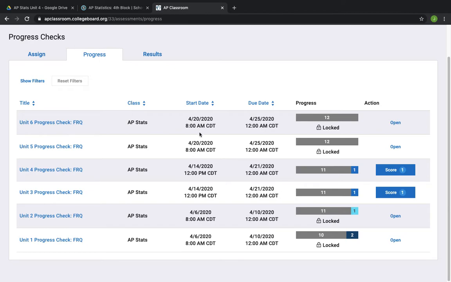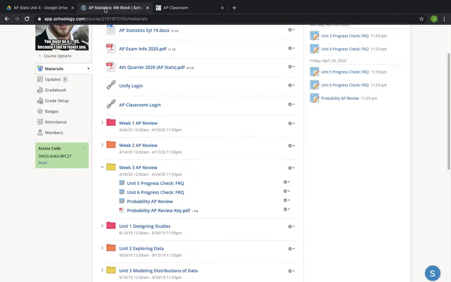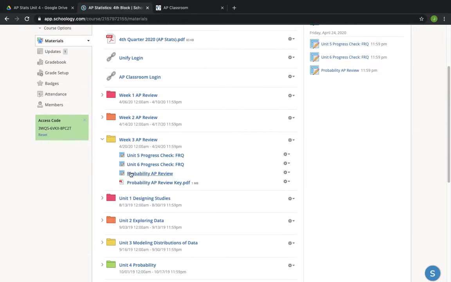And then at 8 a.m. today, these next 2 will go live. So that'll be units 5 and 6. And you'll have until this Friday at midnight to work through those if you'd like to. In addition to that, I've also posted your AP review for probability as well as a key for that. So if you're wanting to just work through some more problems from prior years, you are more than welcome to do that. Obviously, when I'm done recording this video, I'll post it here for you.